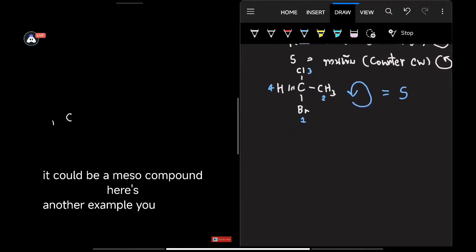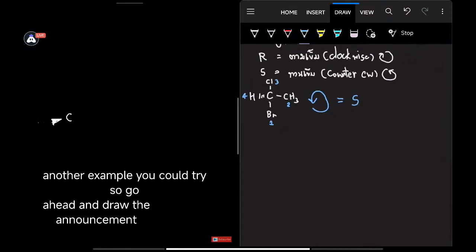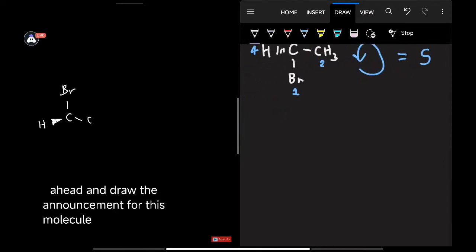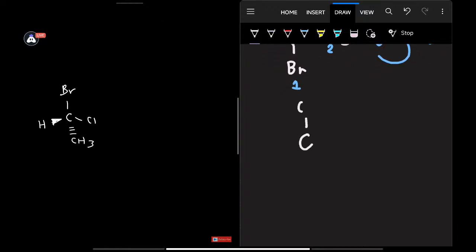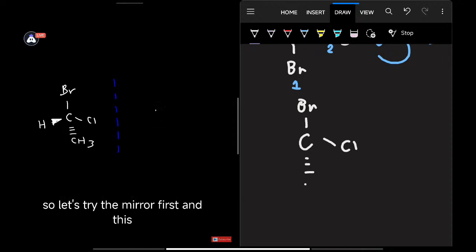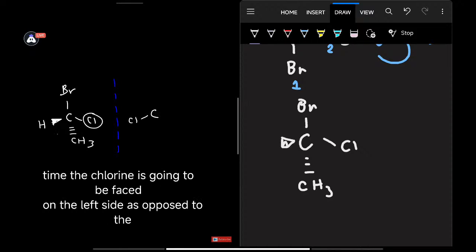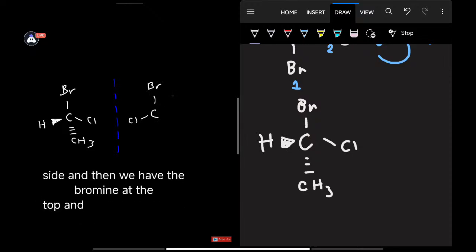Here's another example that you could try. So go ahead and draw the enantiomer for this molecule. So let's draw the mirror first. And this time the chlorine is going to be faced in the left side as opposed to the right side. And then we have the bromine at the top. And then the hydrogen is facing away from the mirror.